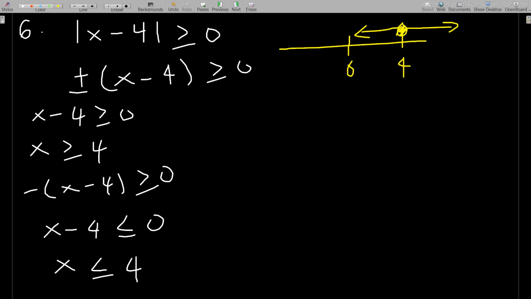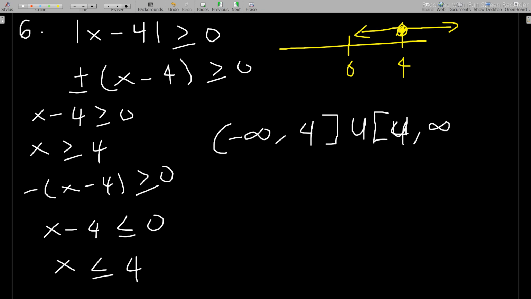Now this whole thing means that the solution includes 4, and any number around 4 going either to the right of 4 or to the left of 4, so the solution is actually all real numbers. If you want it in interval form, it's negative infinity, 4, then a closed bracket, union, a closed bracket again, 4, infinity. You can see that 4 is here, 4 is here, and they are all part. The square bracket here means they are part. So if that is the case, then we can join these two.